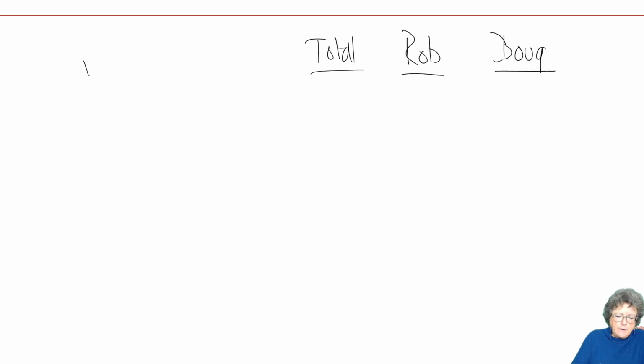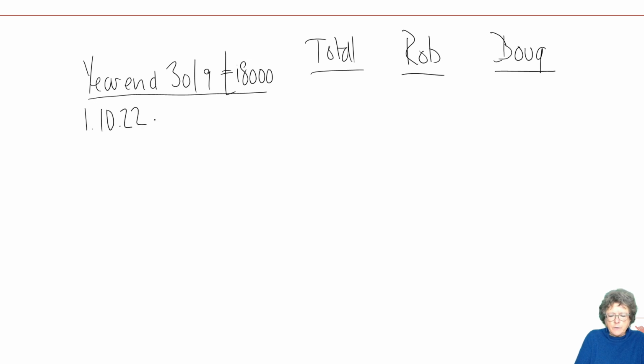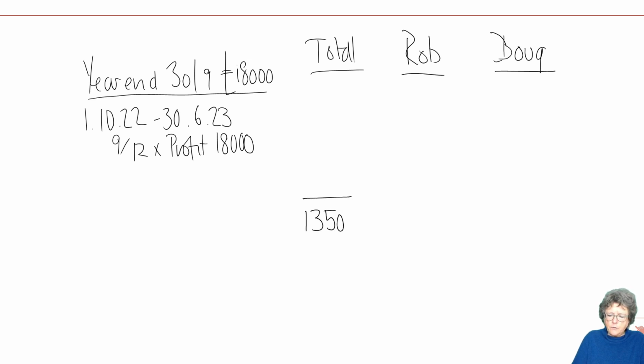Okay, so this is for the year end 30 September, and the bucket contains £18,000. Always worth putting that in there, because that explains and reminds you of how much the total of this is. Okay, so from the 1st of October 22 to the 30th of June 23, we have 9/12 of that profit of 18,000, which will be a total of 13,500.